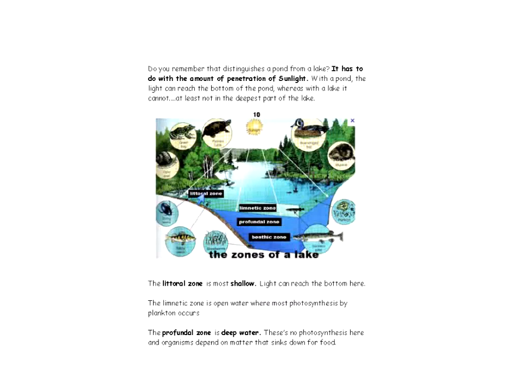We've talked about the littoral zone. It's the most shallow zone. There's also the limnetic zone, which is the open water of the lake, where most of the photosynthesis is taking place by the plankton. And the profundal zone is deep water, and there's no photosynthesis here, and because of that, organisms need to depend on matter sinking down to the bottom to get food.